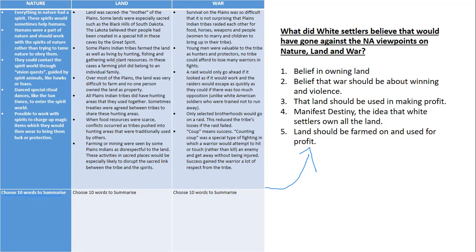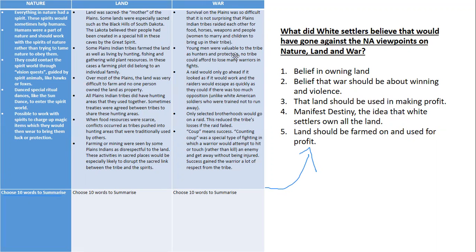All Plains Indian tribes did have hunting grounds they used together, so sometimes tribes would agree treaties to share the hunting grounds. When food was scarce, conflicts would occur as tribes pushed into hunting areas that were used by others. So that's why war might occur if a tribe breaks a treaty and comes into another tribe's land. And as I previously mentioned in the first slide, farming and mining was seen as disrespectful to the land because it disrupts the sacred link, and that could cause all sorts of conflict later on when we do the course. And the last one, war.